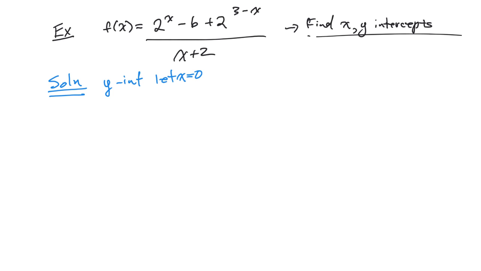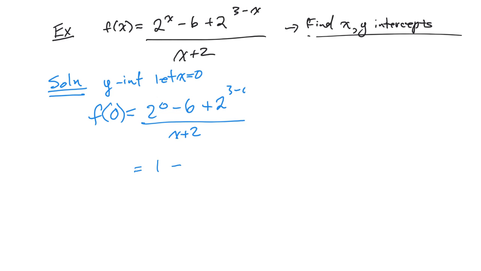For the y-intercept, we let x equal 0. So we end up with f of 0 is equal to 2 raised to 0 minus 6 plus 2 raised to the 3 minus 0. 2 to the 0 is going to equal 1, minus 6, plus, oh, that's supposed to be a 0. And then 3 minus 0 is 3. So 2 to the 3 gives us 8. All right, so now we divide by.